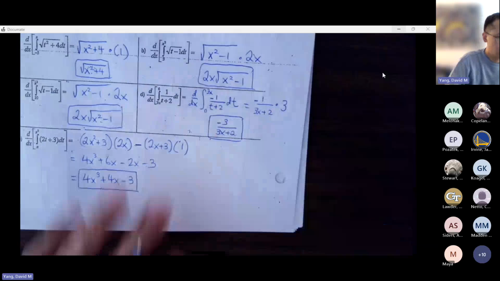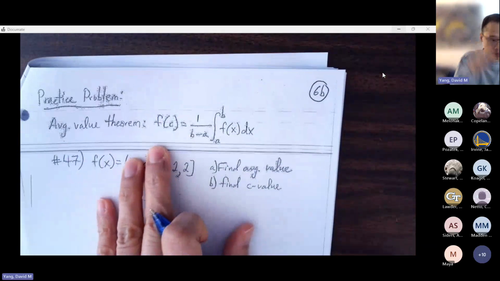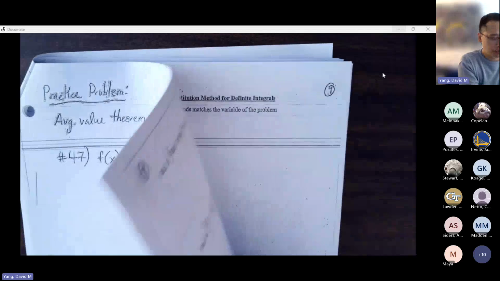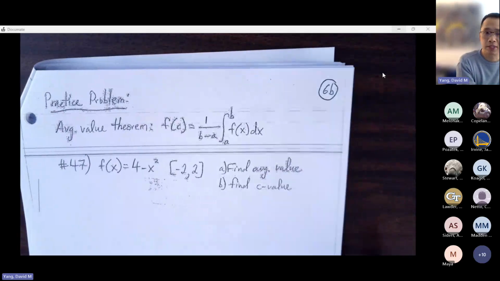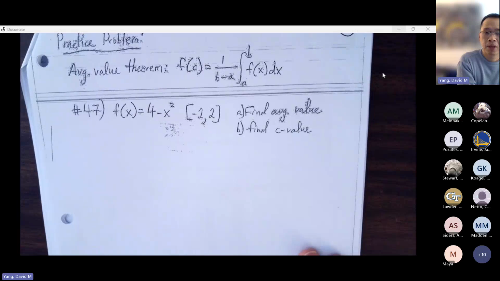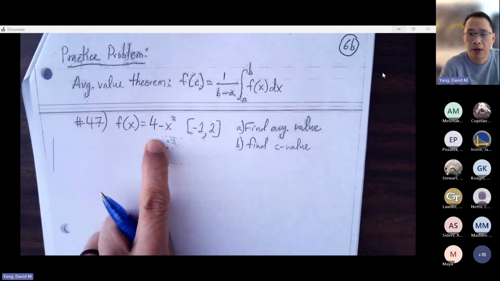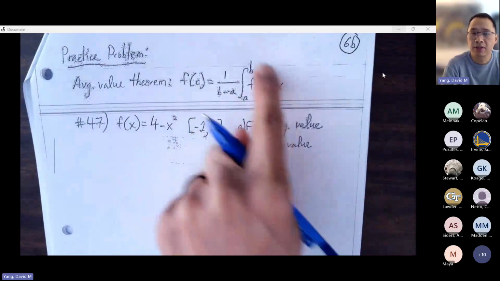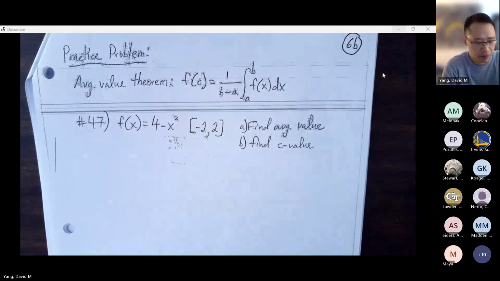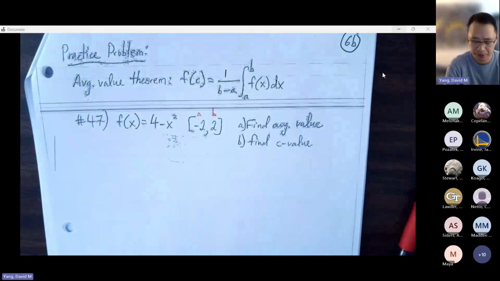Okay, let's just do one example of average value, and then we'll do another example with second theorem, and then we'll be done. So we'll just do 6b and 6c. So number 47, this is on practice problem on page 6b. We're going to find the average value going through average value theorem. So first step, plug everything in. A and B are negative 2 and 2.